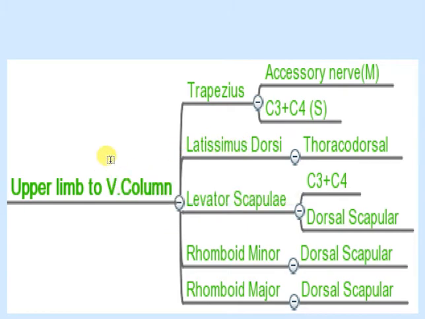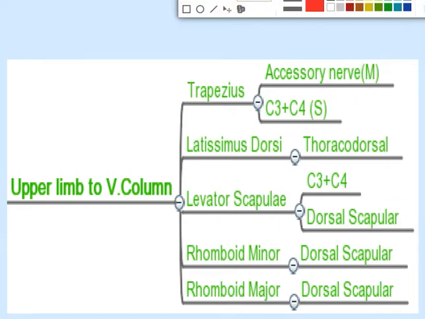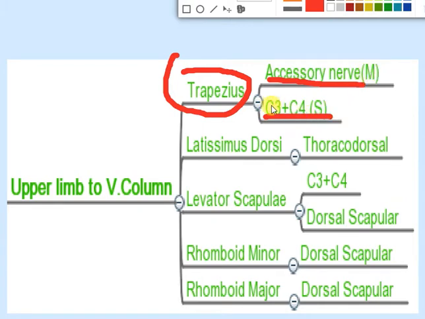And then the muscles which attach the upper limb to the vertebral column. We have the trapezius muscle, and it is innervated by the accessory nerve. Accessory nerve, very important. Trapezius, accessory nerve, very important. This muscle is also innervated by C2 plus C4, but actually the major nerve which innervates the muscle is the accessory nerve.